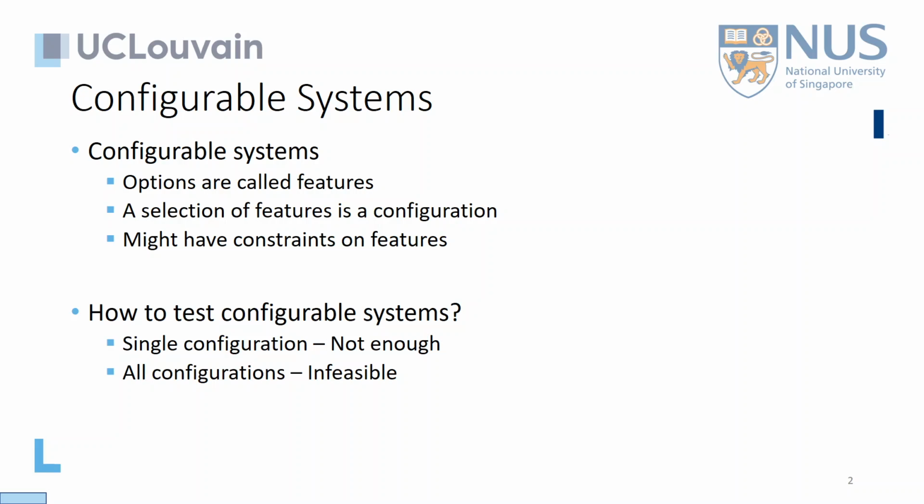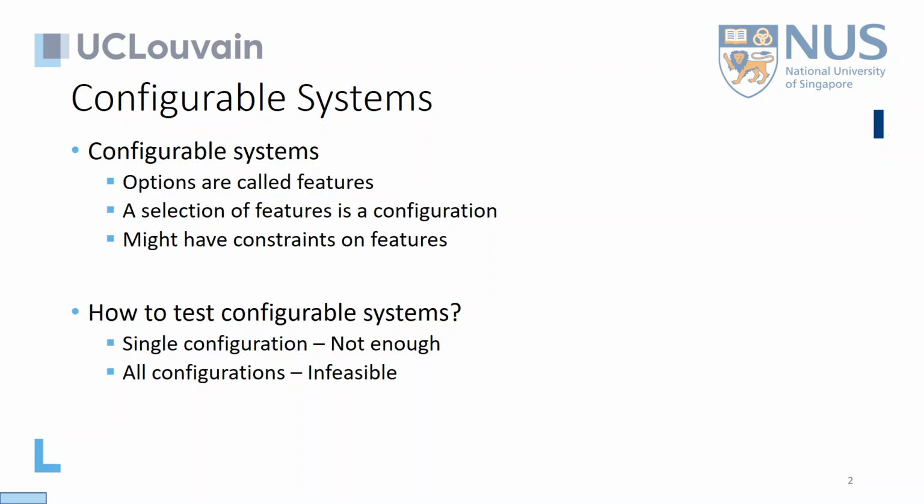In most cases, not all configurations are valid. There could be some dependencies on features that make some configurations invalid. For example, one feature cannot be selected without another one, or two features cannot be selected together. As a result, configurable systems usually contain a set of constraints on features that describe how to build valid configurations.